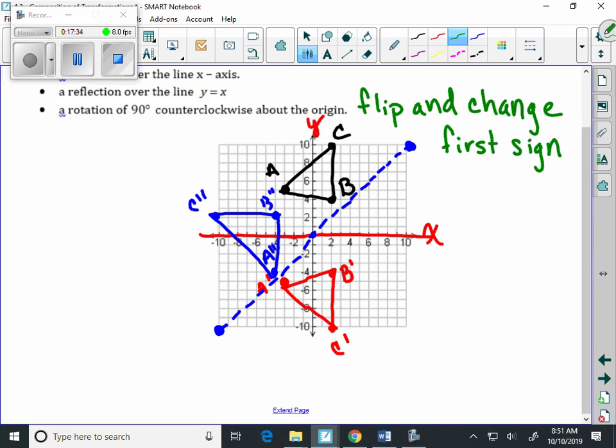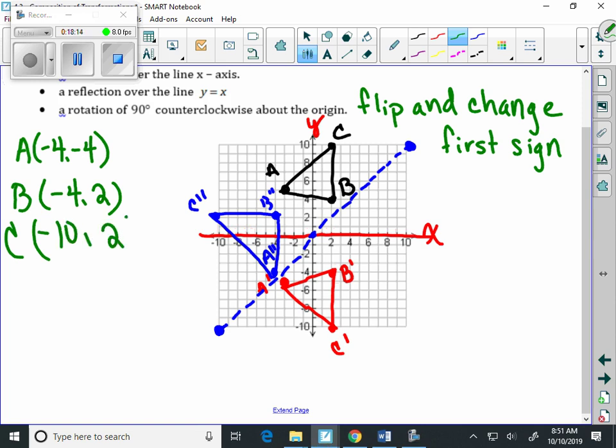So if we take a look at our ordered pairs here, the ordered pairs of the blue triangle, our A value is -4, -4. And our B value is -4, 2. And our C value is -10, 2.